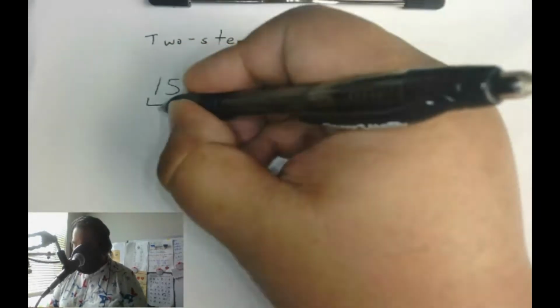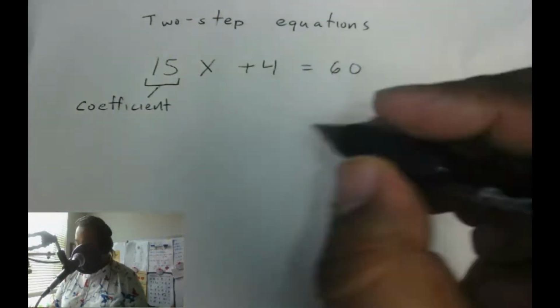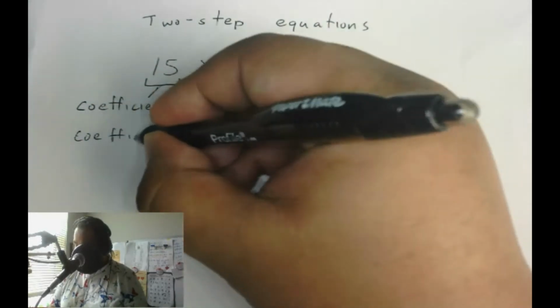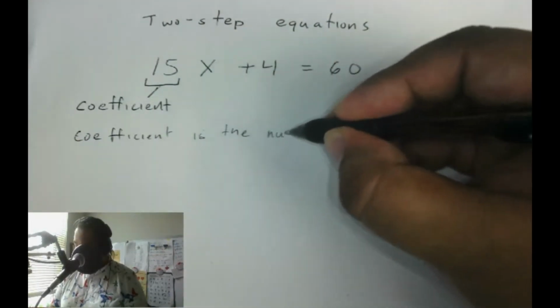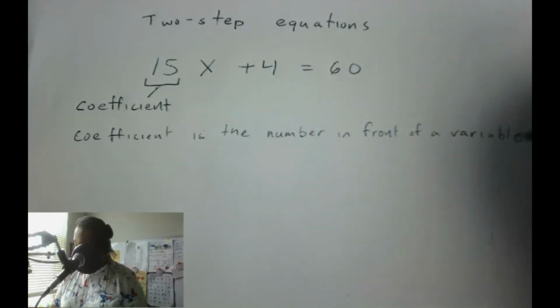Alright, so the different parts of our equation. Well, the first thing that I have is the 15 at the very beginning. This is called the coefficient. A coefficient is a number that is in front of a variable, oftentimes used to multiply or divide that variable.